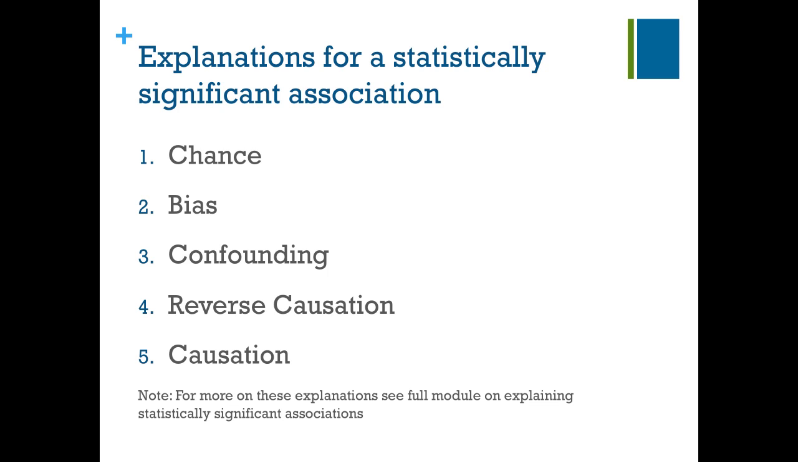I like to think of each of these 4 first explanations as hurdles the association must pass in order to reach the goal of possible causation. In this module, we will leave aside the other explanations and focus on the concepts of bias and confounding.